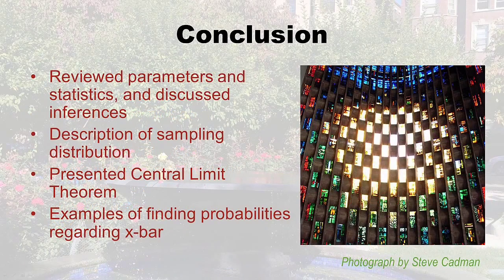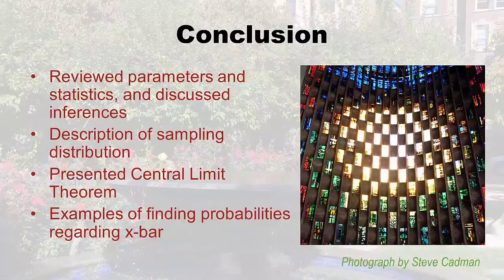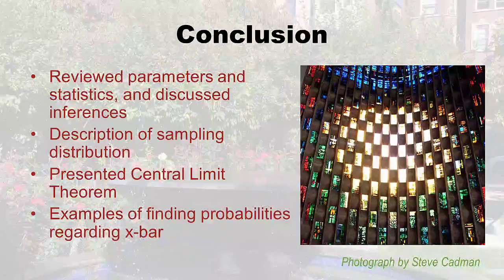So, in conclusion, we reviewed the parameters and the statistics and those notations, and we talked about inferences and what we're doing with inference. Next, we talked about what a sampling distribution is and how that's different from a frequency distribution. Then I presented to you the central limit theorem, which may have been kind of confusing because theorems always are. They're always about different principles and about different things equaling each other. But because of the central limit theorem, we have permission to do the operations we're doing after that, which is finding probabilities regarding x bar.